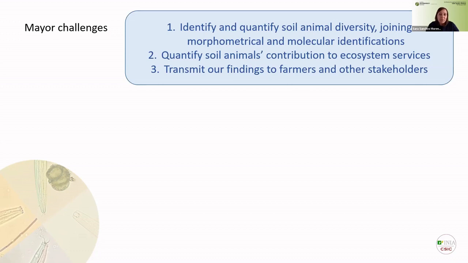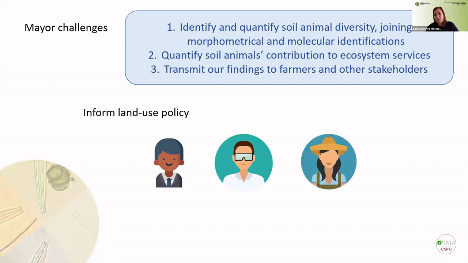So in relation to the major challenges in this topic, I think the first one would be to identify soil animal diversity, joining morphometrical and molecular identifications. In second place, quantifying soil animals' contribution to ecosystem services. This, of course, has been done, but much work remains undone. And the third one, transmitting our findings to farmers and other stakeholders.